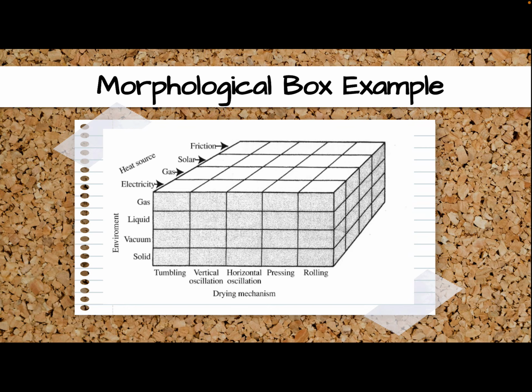And this is a morphological box example. It's a very similar idea. You've got a heat source, environment, and drying mechanism. Then you can pick and choose which one you think would work best to, again, solve your problem.